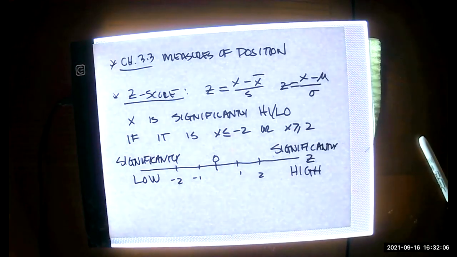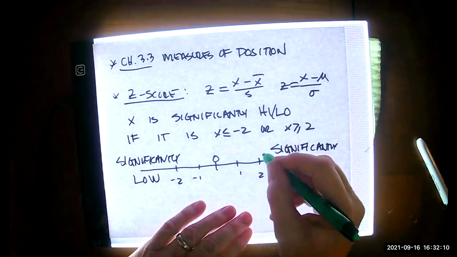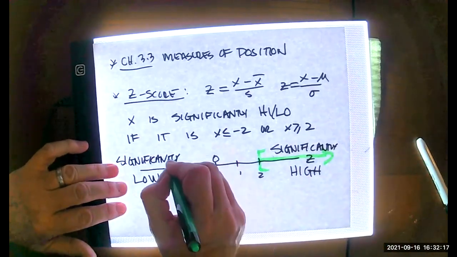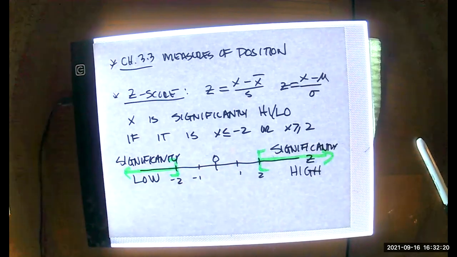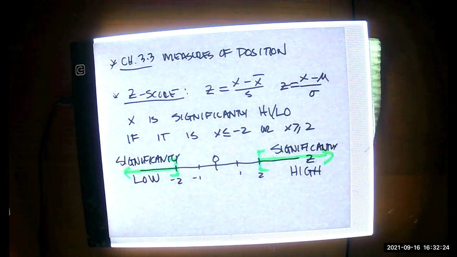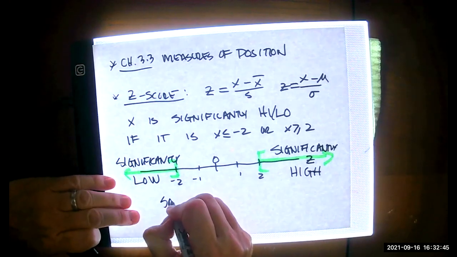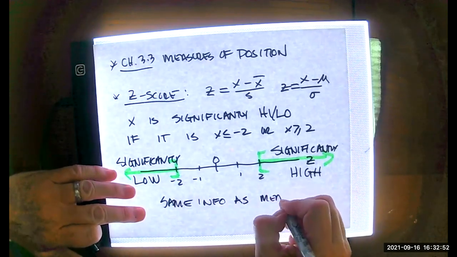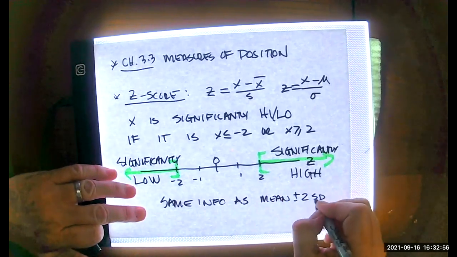And you're probably thinking this picture looks exactly like the picture for significantly high and low scores back in 3.2, where we use plus or minus 2 standard deviations. And the reason for that is it's exactly the same detail on a different scale. It's kind of like if you measure distance and went from miles to kilometers. The actual distance between my house and Salinas wouldn't change, but the number would change. So it's really the same info as the mean plus or minus 2 standard deviations.